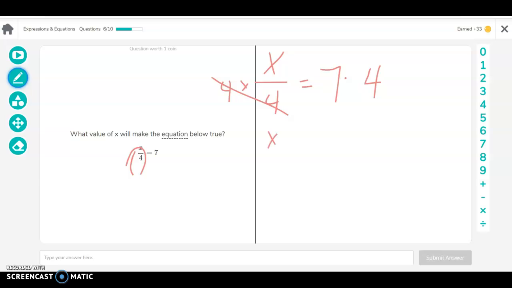So now we have x equals 7 times 4. 7 times 4 is 28. So x equals 28. Woo!